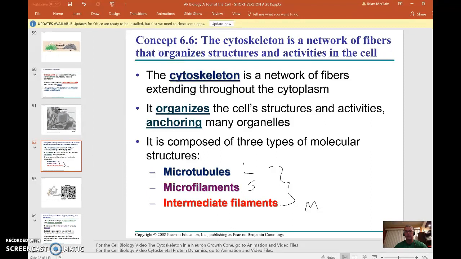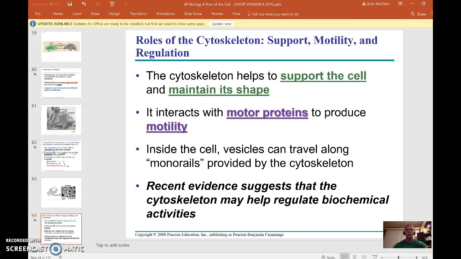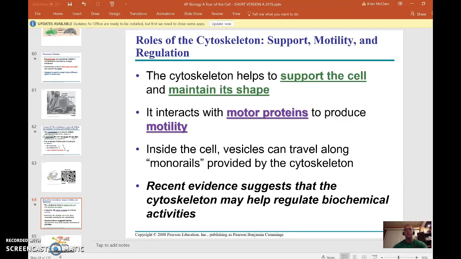So what I want to do is take a look at some of the main features of each of these and show you how they help carry out some of the major cellular functions. Keeping in mind the combination of these three structures is going to work to accomplish a couple things, and one of those is going to help organize our cell. So we're going to see how different types of cellular structure and activities are ultimately controlled by the formation of the cytoskeleton, and we're also going to see that those organelles are not just suspended in the cytoplasm, but rather that they're actually anchored.